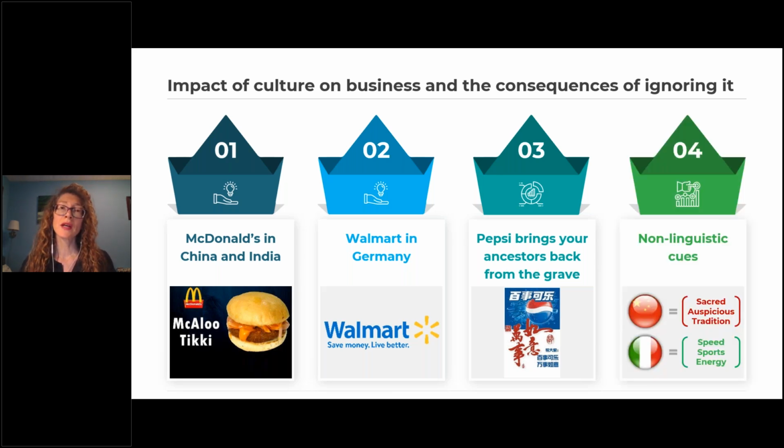And that communication is not necessarily just limited to words. There are also non-linguistic cues. Back to China, which seems to be a very good example for us today, red really means something auspicious, very sacred. The color red is leveraged for weddings and for the Lunar New Year. It has a very different connotation in other markets, for example, in Italy, where it might be associated with speed, high octane sports and energy. So these are some examples of why it's so important to think about cultural differences and what can happen when you don't take those into account.